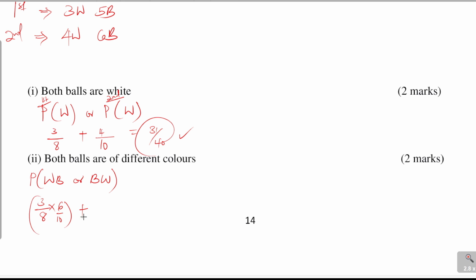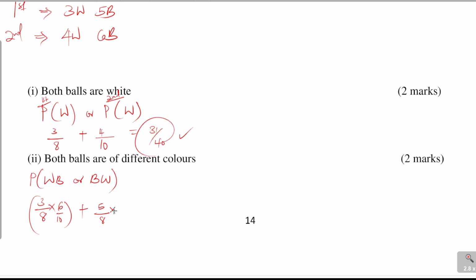Or means addition in probability. You can pick the first ball as blue from the first bag. Blue from the first bag. How many blues are there in the first bag? There are 5, divided by 8, that is the total.